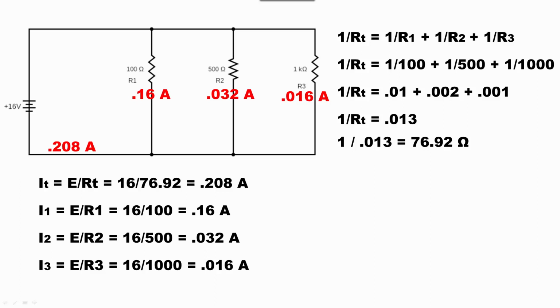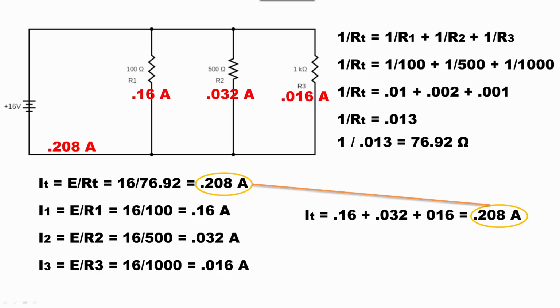We can also calculate the total current by adding the individual currents through each resistor. IT equals 0.16 plus 0.032 plus 0.016 equals 0.208 amps. Again, we get the same results as we did with the meter.